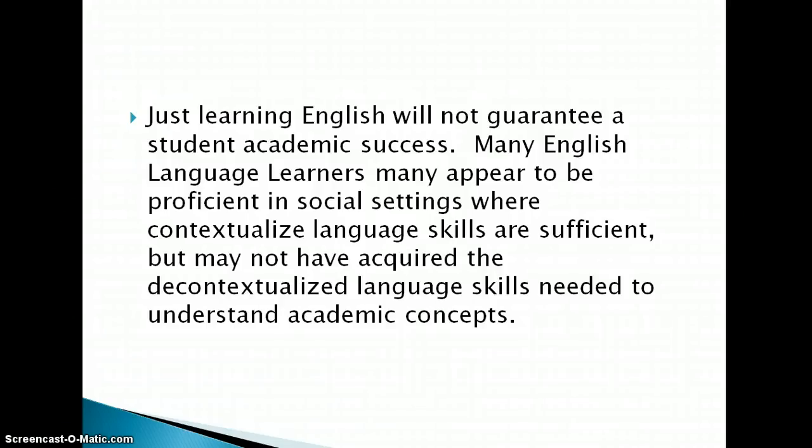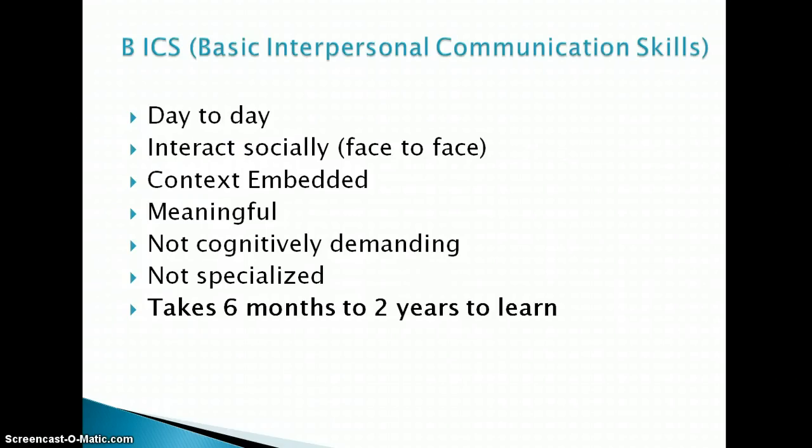Many English language learners may appear to be proficient in social settings where contextualized language skills are sufficient, but may not have acquired the decontextualized language skills needed to understand academic concepts. Your English language learner will be acquiring two types of language in your classroom setting. The first is social language, which has been termed BICS, Basic Interpersonal Communication Skills. This language is day-to-day, face-to-face, context-embedded, meaningful, not cognitively demanding, not specialized, and it takes 6 months to 2 years to learn.